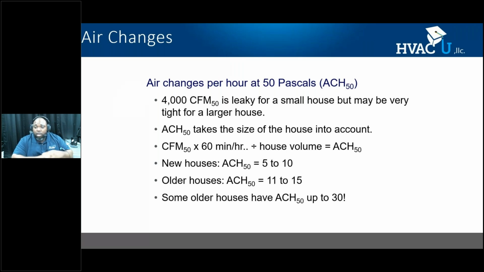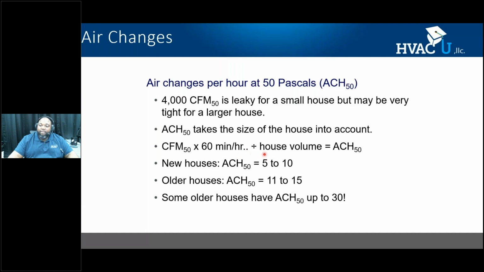If we take ACH50, which some software programs may ask for, we're taking a CFM50 number that is produced by the blower door and a manometer, and if we multiply that by 60 minutes per hour, we're going to come up with a number.